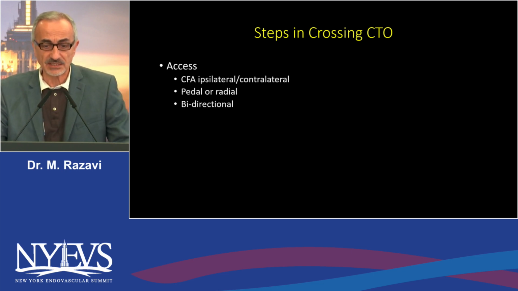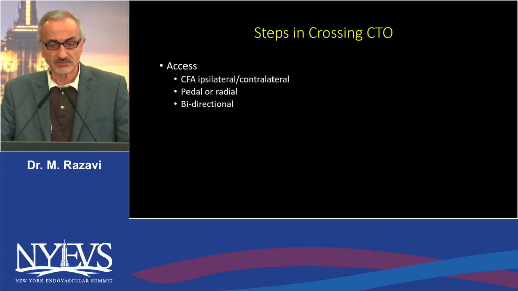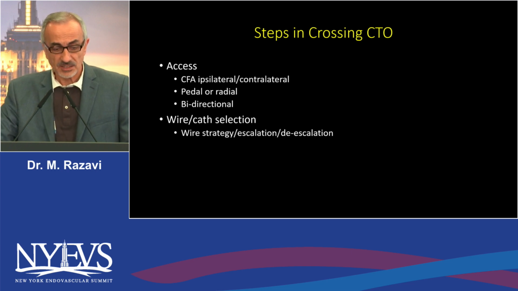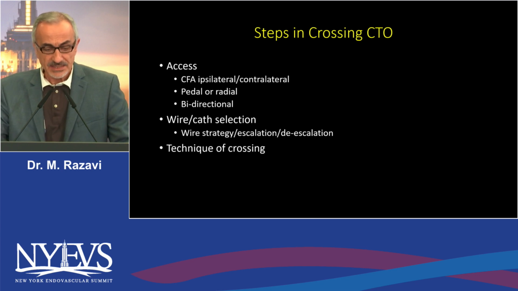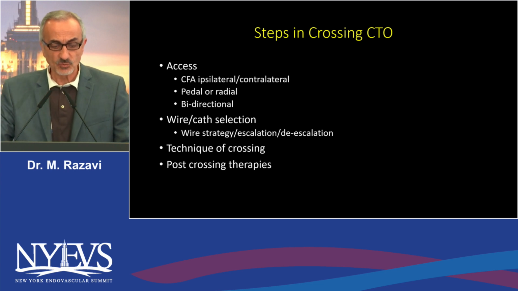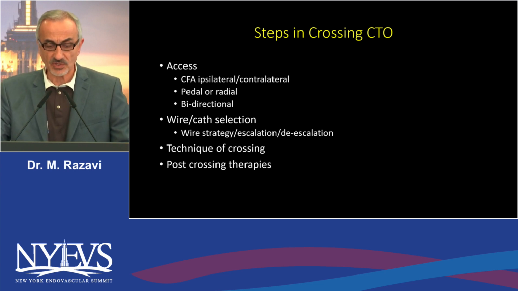So the steps in crossing a CTO below the knee: first is the access, common femoral, ipsilateral, contralateral, pedal or radial, or bidirectional approaches, and then the choice of wires and catheters. The wire strategy is important, the type of wire, and then escalation and de-escalation of the wires. Then the techniques of crossing, once you've chosen those things. And once you've done all of that, the post-crossing therapies. What do you do once you cross?